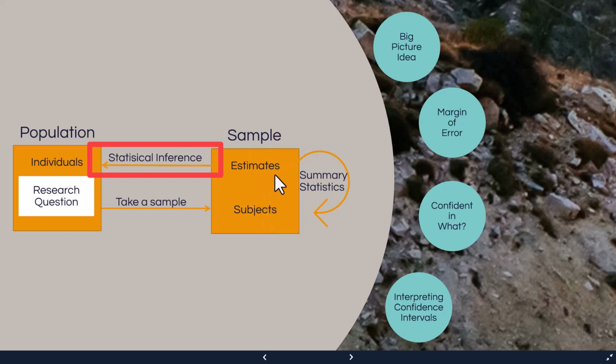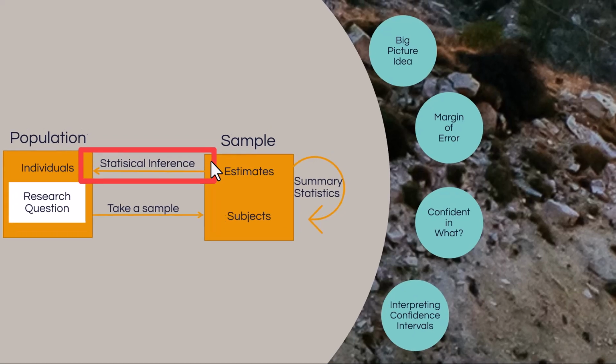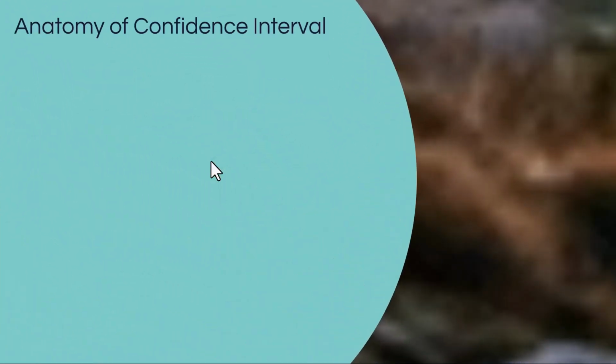From that sample, we can compute estimates, fit models, compute summary statistics, but we're not done because with just these things alone, we are still living in the sample realm. So we need to use statistical inference to move back to the population. And one of the fastest and quickest ways to do that is to use a confidence interval. So what is a confidence interval?